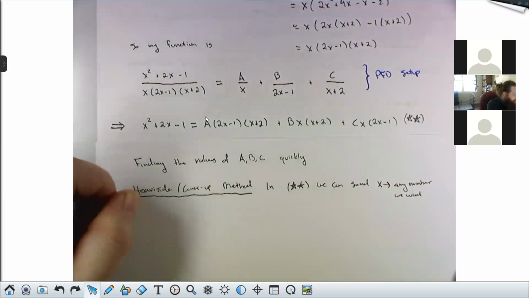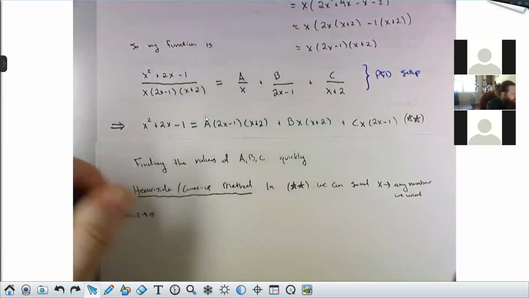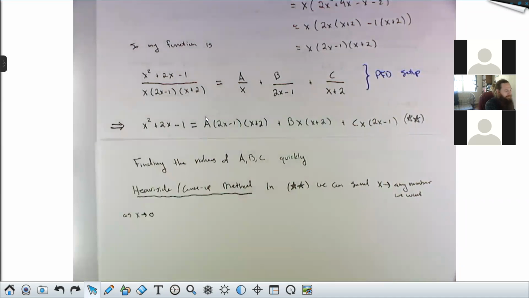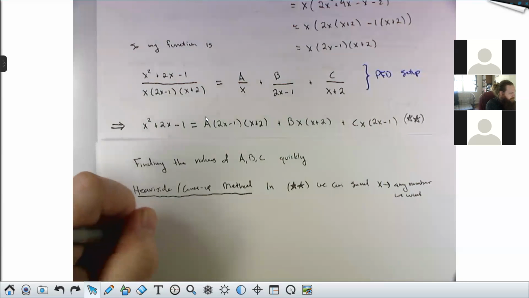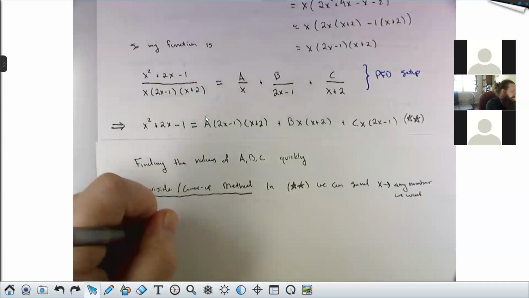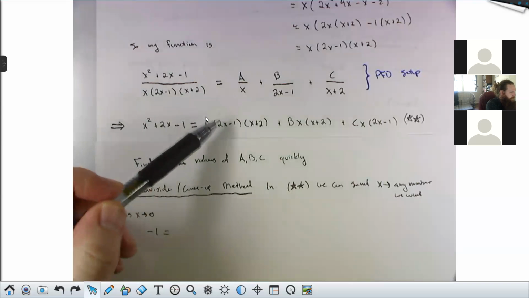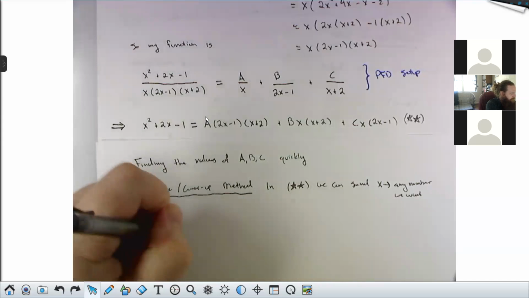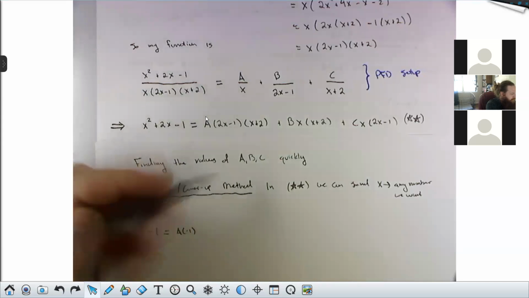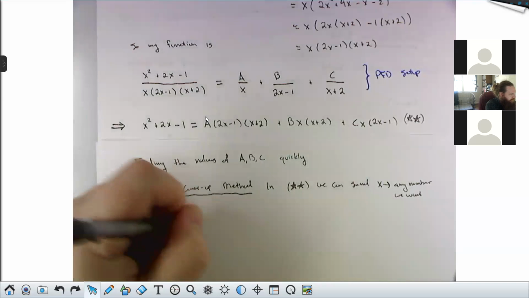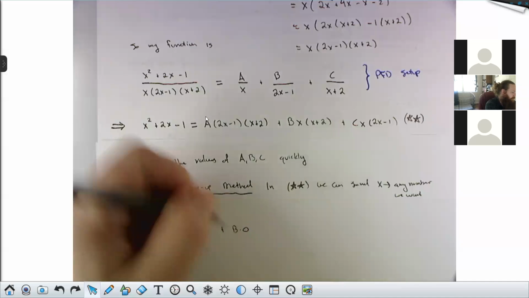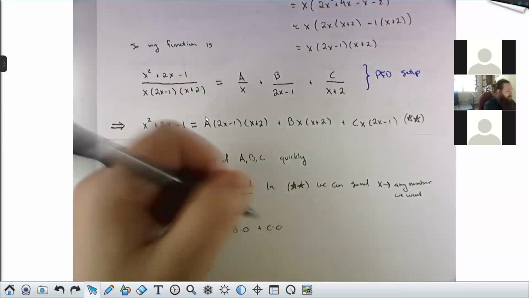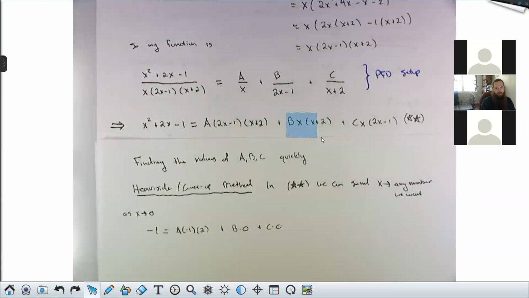So, as x goes to 0, what does that line become? I'll have 0 squared plus 2 times 0 minus 1, that's minus 1, is equal to A times 2 times 0 minus 1, which is negative 1, times 0 plus 2, which is 2. And then here I'll have B times 0 plus C times 0. Both of these terms are 0 because they both have this factor of x.